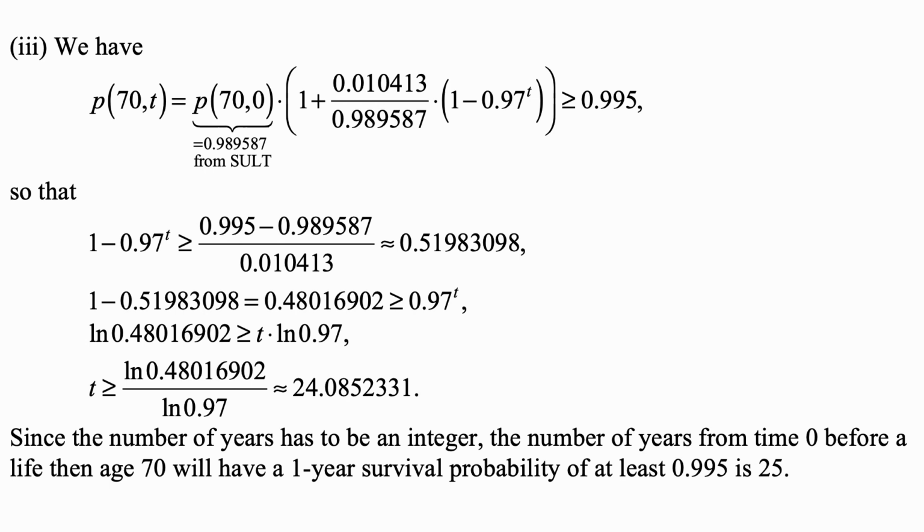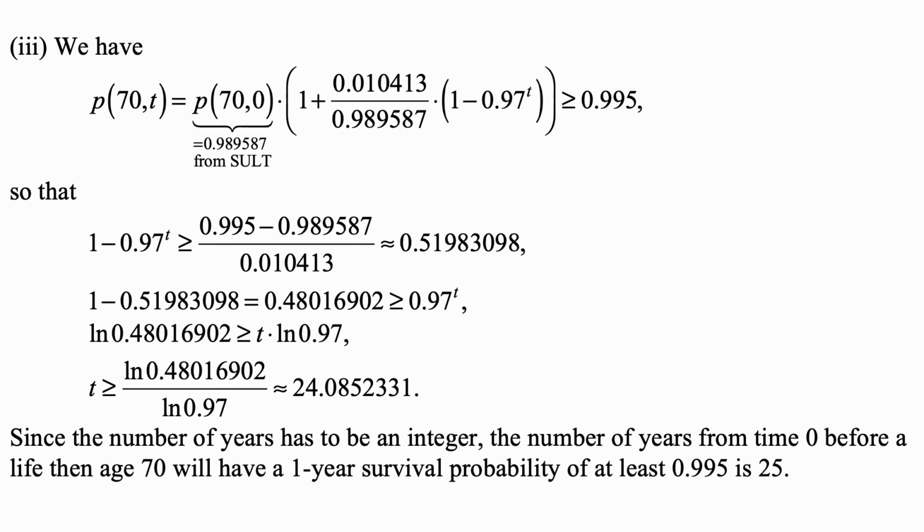0.989587 over 0.010413, and that quantity is approximately equal to 0.5198398. So that 1 minus 0.5198398, which is 0.48016902, is greater than or equal to 0.97 to the t.